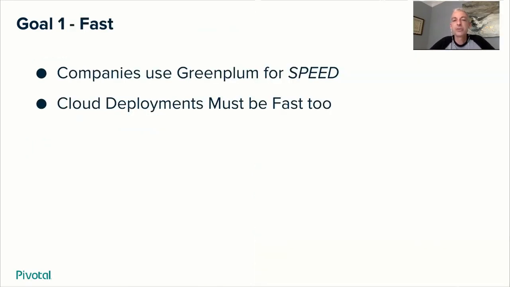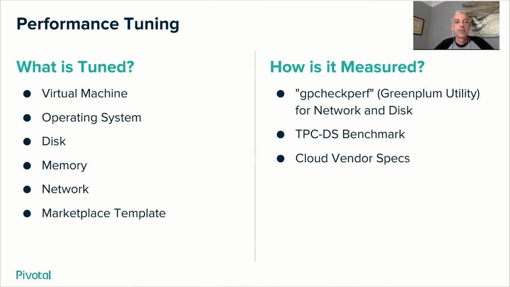So companies are using Greenplum because of speed. You use it for business intelligence, data warehousing, big data, analytics, predictive modeling, those types of things, data science. And you want to have that same experience in the cloud too. So you never would want to just run it in the cloud and have a much worse experience than you would have on premise. So we've done a lot of tuning in the cloud marketplaces.